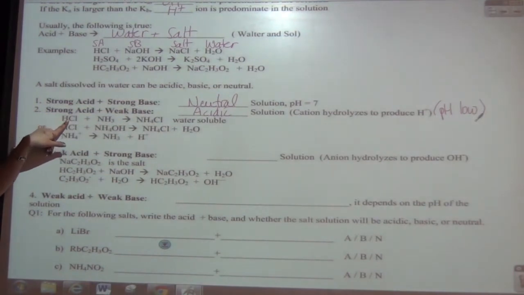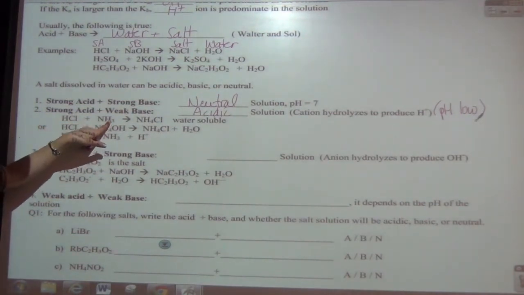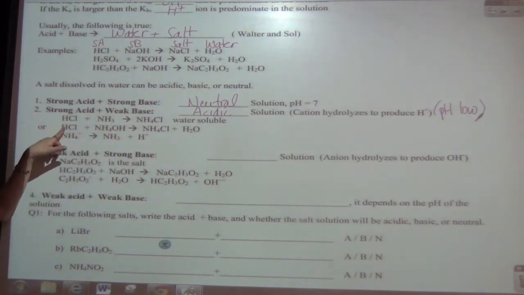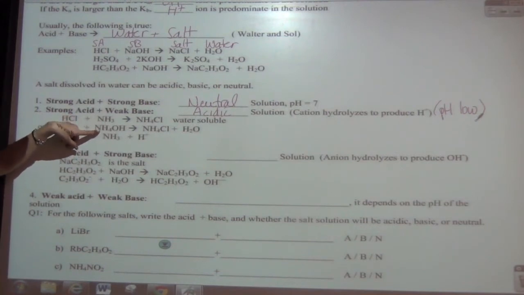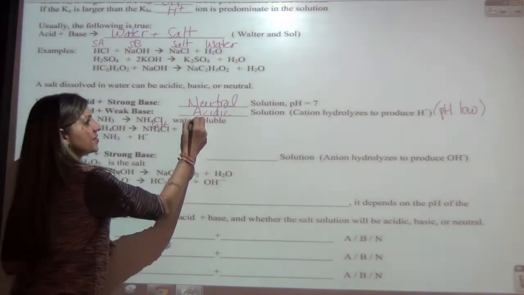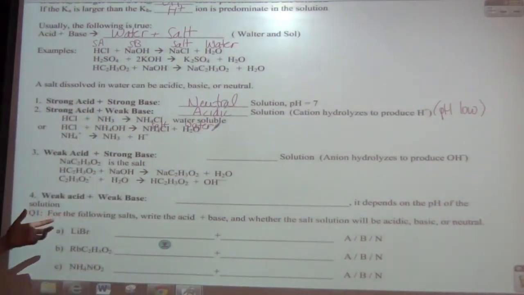So here we have HCl, which is a strong acid with a weak base like NH3, and you get NH4Cl and it's water soluble. Or you can say that HCl is reacting with NH4OH, which is still ammonia, it's ammonium hydroxide, and you get NH4Cl, which this is what we're going to call the salt, and this is going to be the water again. Okay?